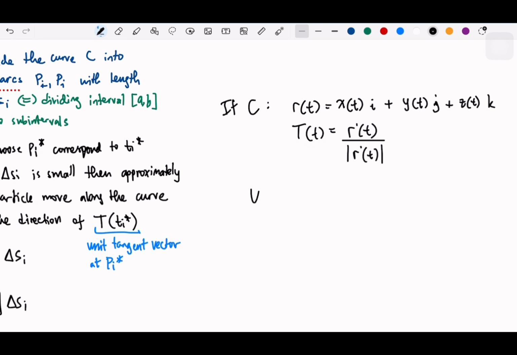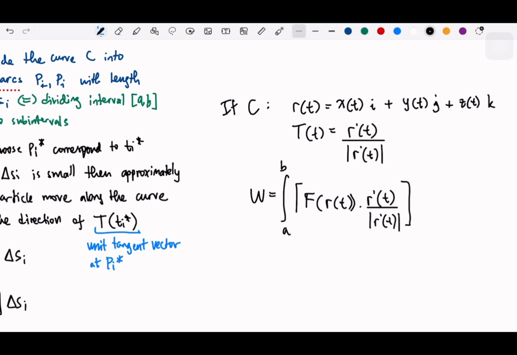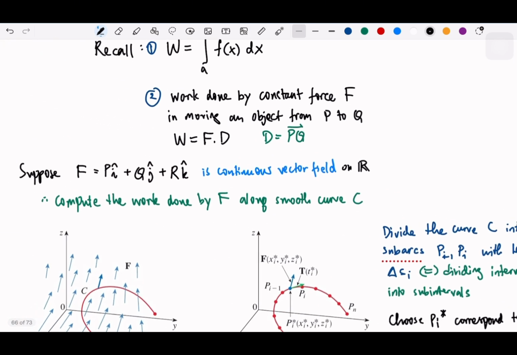So using these definitions, we can write the work from A to B, okay, and then multiply with r prime t dt. So this is from A to B, from the beginning here. Okay?